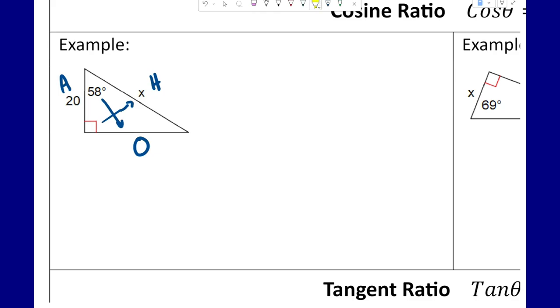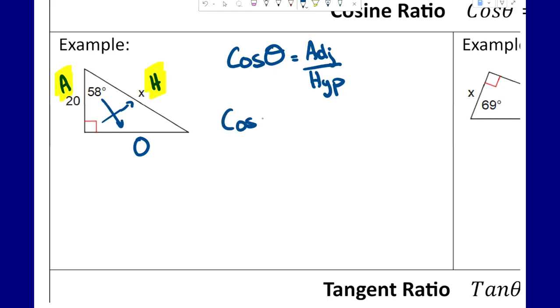Looking at what sides we have information for, we have the hypotenuse, we have the adjacent. Again, that leads us to using the cosine ratio. So cosine of theta equals the adjacent over the hypotenuse. Plug in the information we know. Cosine of 58 is equal to 20 over x.